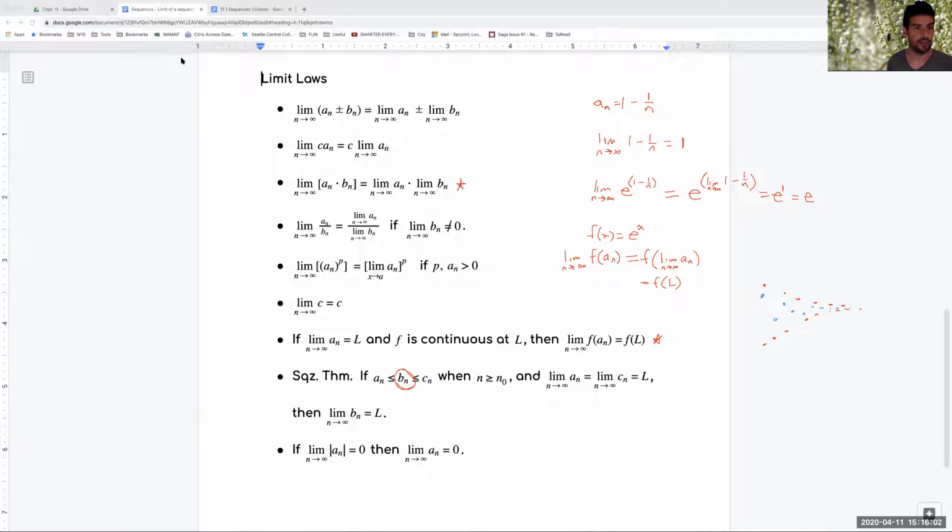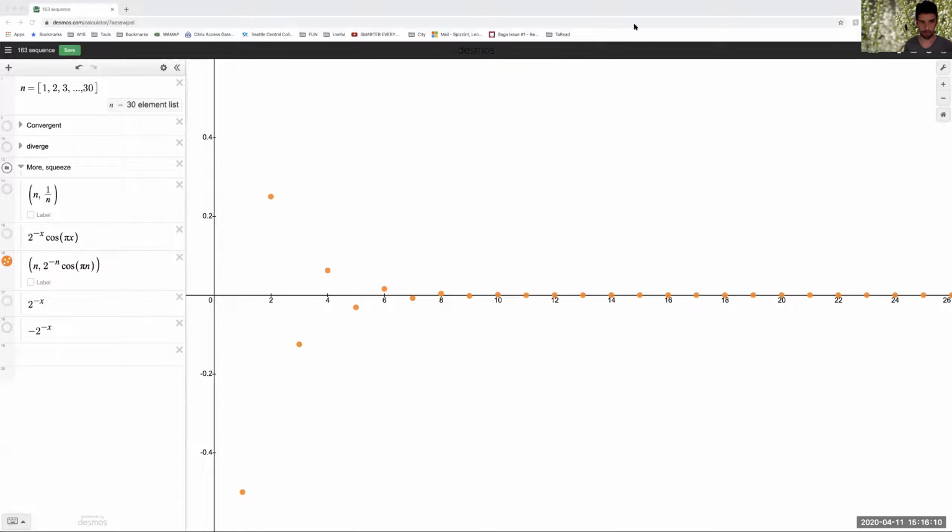So for instance, let's look at another picture of this. Okay, so here's another sequence I've graphed. It's got a nice cosine in it. So this is the sequence a sub n is equal to 2 to the negative n, cosine of pi n.